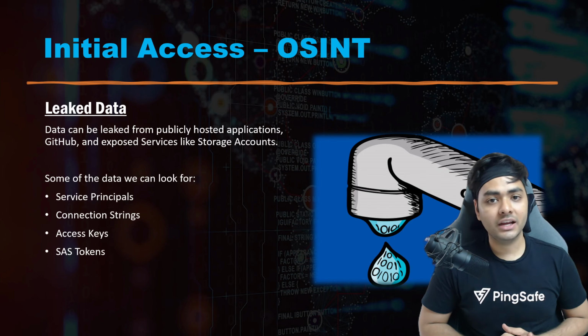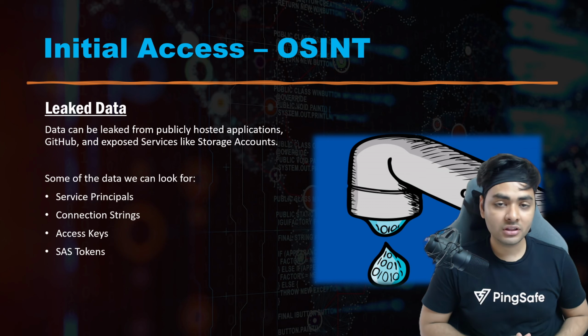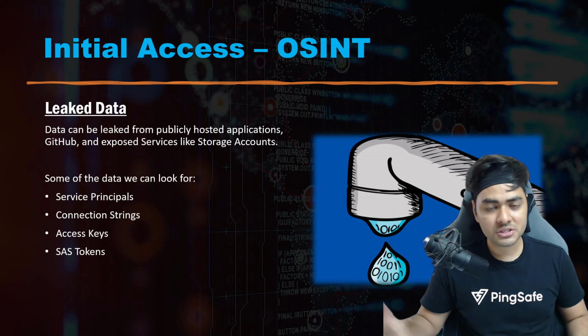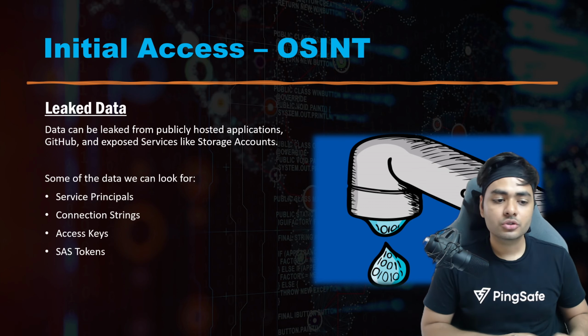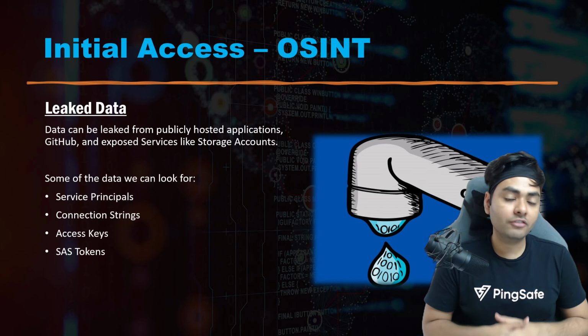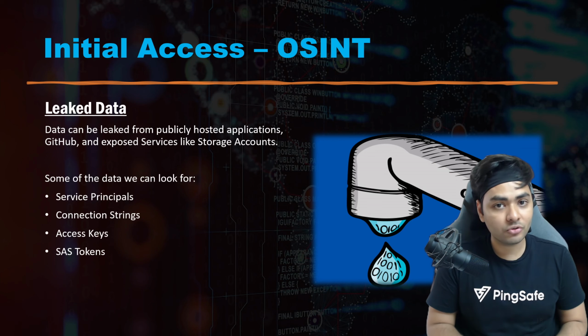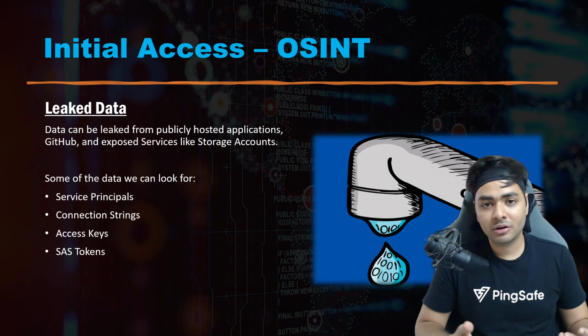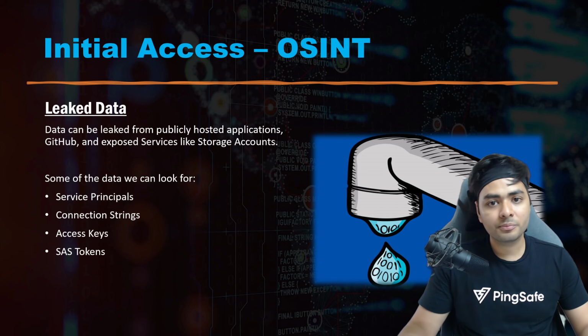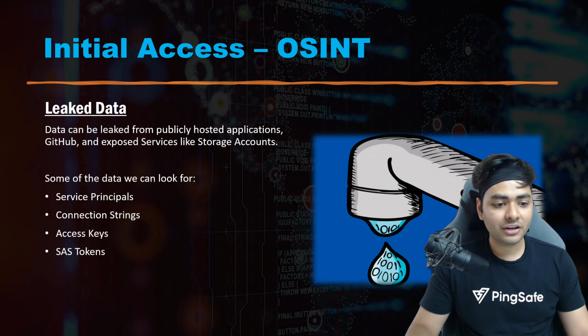Once you find the client ID and the client secret, you can try to log in using the Azure CLI, with Azure login service principal, client ID, and the tenant ID. You provide that and you can log in, and if those service principals have any permissions, you can abuse that and find more ways to escalate your privileges. Then connection string, for the storage account.